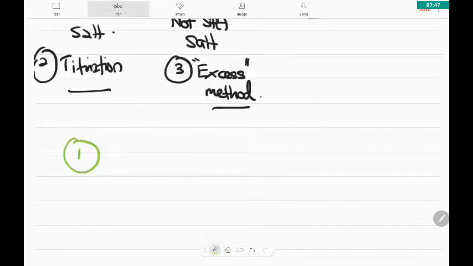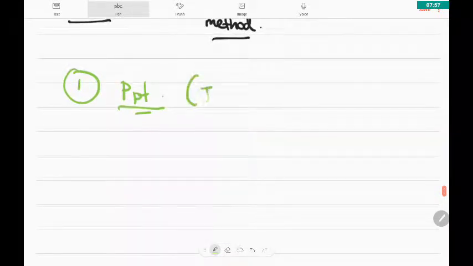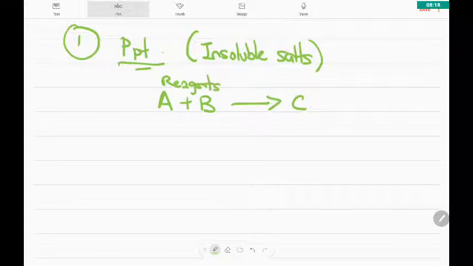Okay, let's start with the precipitation method. Our first method, if you remember, is for your insoluble salts. Precipitation method is for your insoluble salts. So, let's say for example, these are my reagents and this is my product.